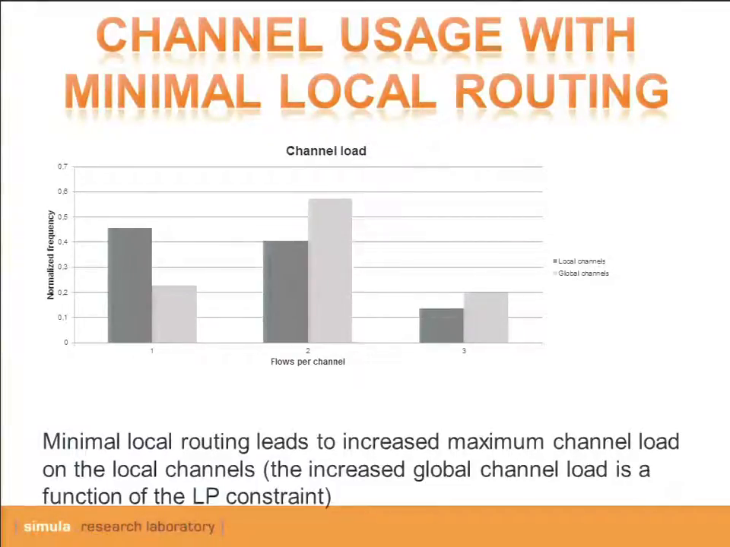The reason for the increase in the global channels as well is because of the targets in the LP. You try to minimize the load on all the channels. So if you slack on the local channels, you also slacken on the global channels, so they are allowed to increase as well. But it's impossible to keep the CBB ratio 2 inside the groups if you rely on minimal local routing. You have to use non-minimal there as well, at least for some parts.